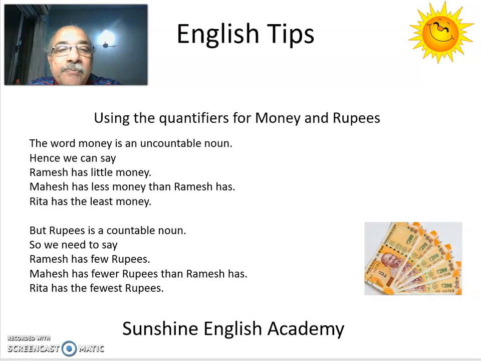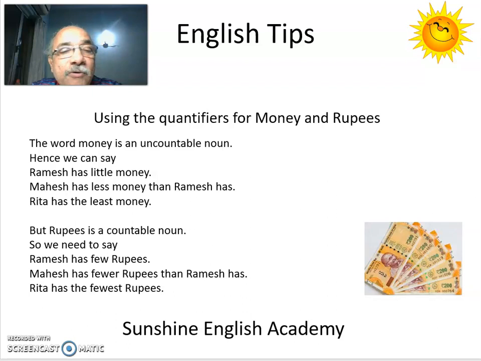We can say, Ramesh has little money. Mahesh has less money than Ramesh has. Rita has the least money. Remember, for uncountable nouns, we can use little, less, and least.